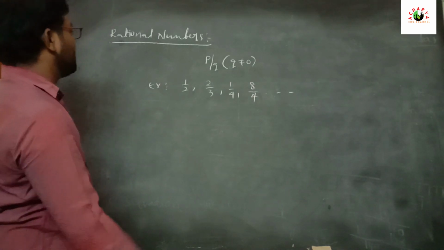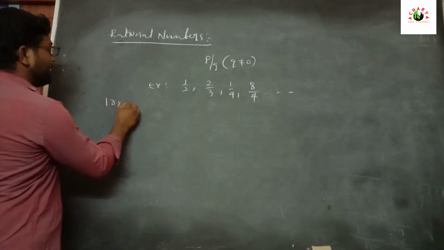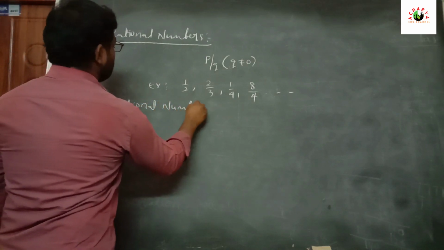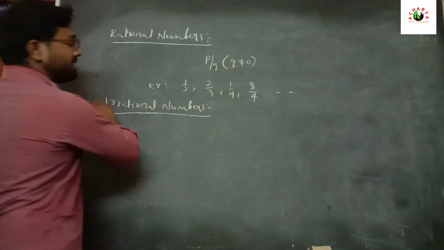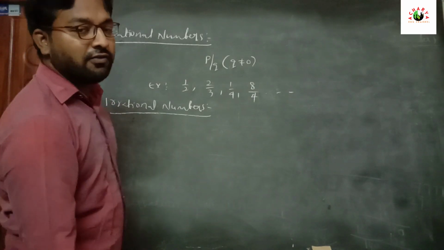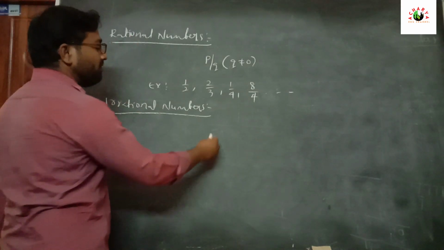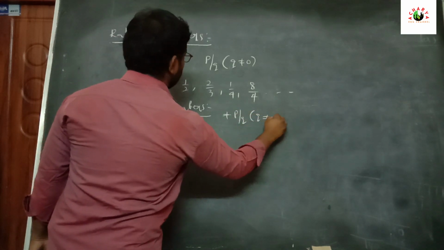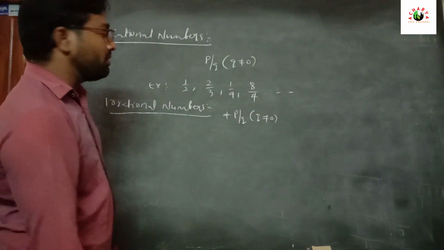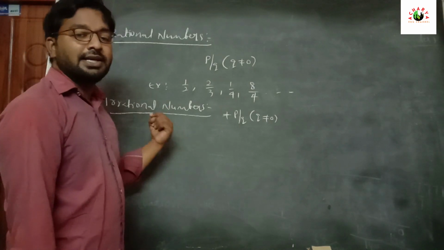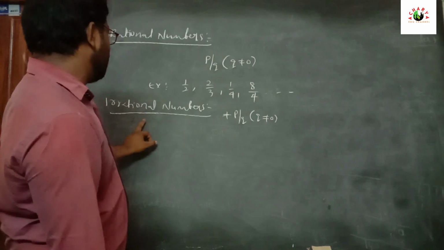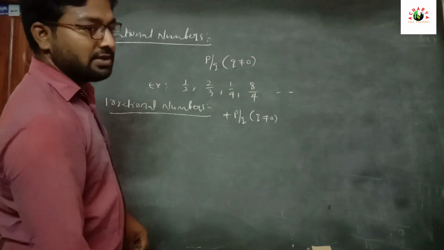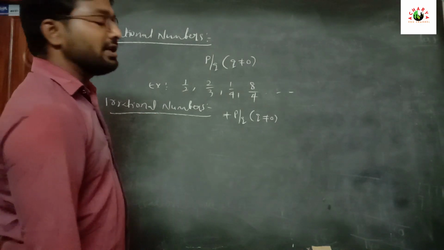Next, coming to irrational numbers. A number which is not expressed in the form of p by q, where q does not equal 0, we can call it an irrational number. And one more thing, in irrational numbers, the roots of prime numbers are irrational numbers.